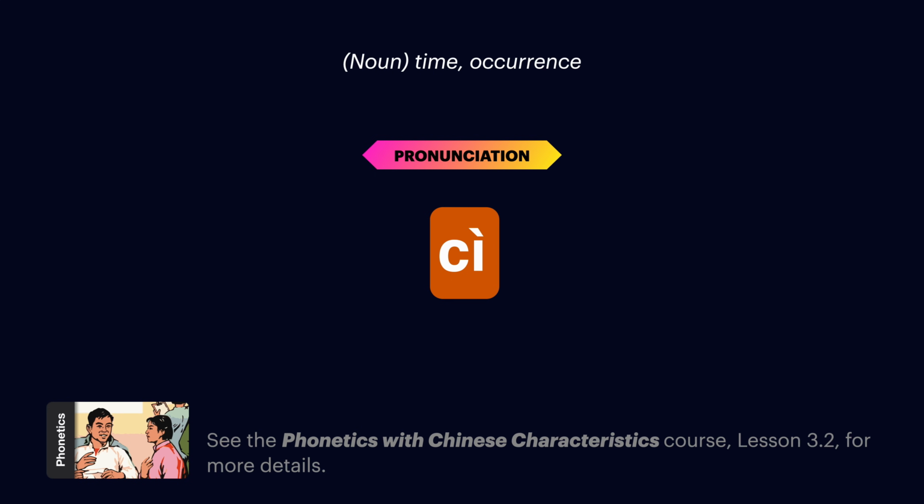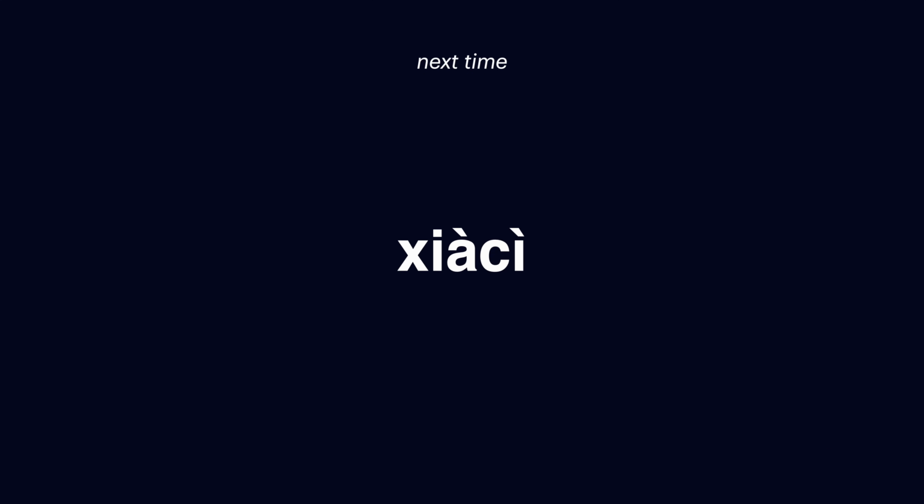If you want to get a more technical and accurate description of the syllable, please see the Phonetics with Chinese Characteristics course under Lesson 3.2. Putting 下 and 次 together, we get 下次, which means next time.